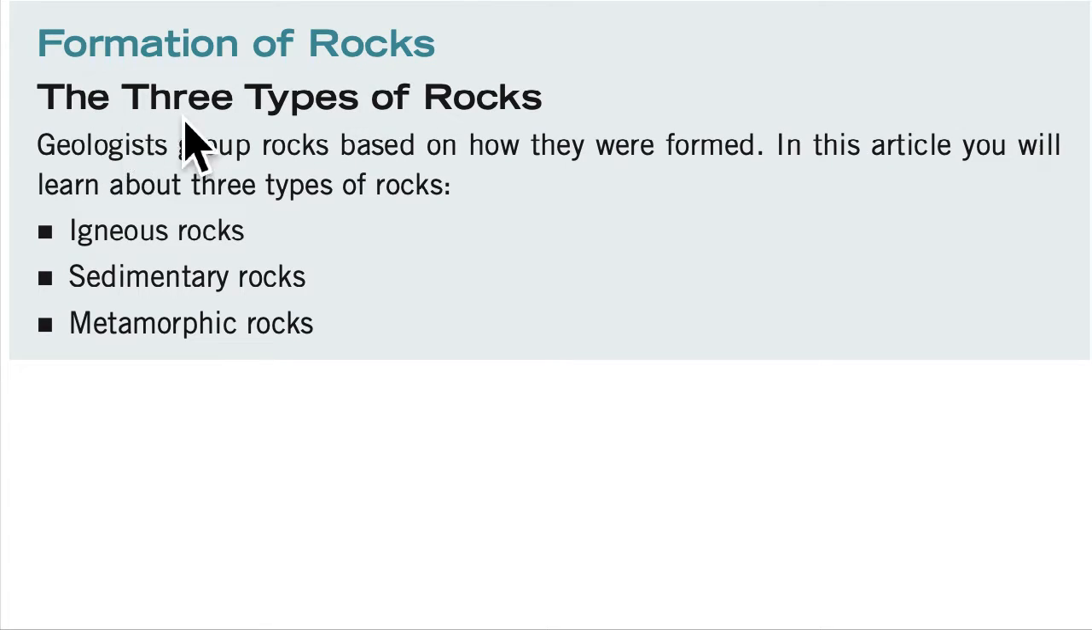Rocks. The three types of rocks. Geologists group rocks based on how they were formed. In this article, you will learn about three types of rocks: igneous rocks, sedimentary rocks, and metamorphic rocks.